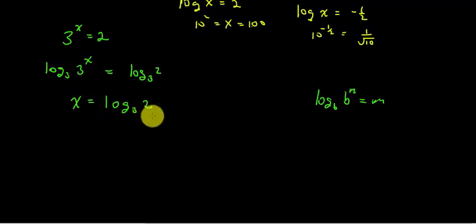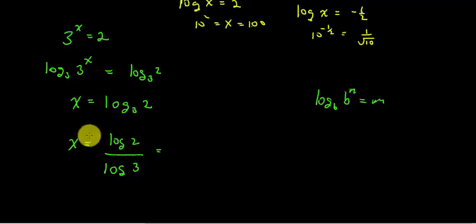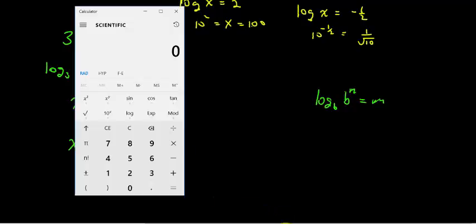Okay, so now, of course, you don't know what this is, and you can't really plug this into your calculator, so you have to do the change of base formula. And so that would give me x is equal to, and we'll want to use base 10. Using our change of base formula, we'll say log base 10 of 2 divided by log base 10 of 3, right? And so this you can plug into your calculator. In fact, we'll just do it here.